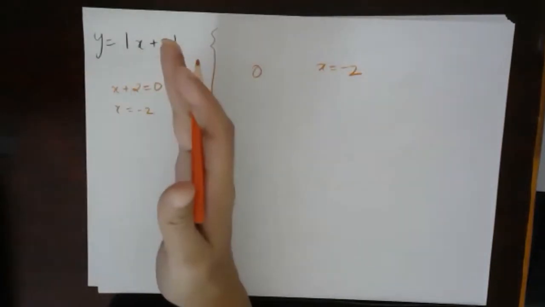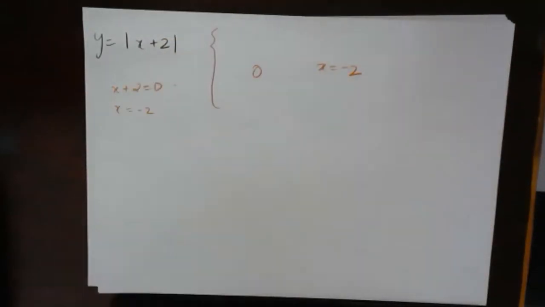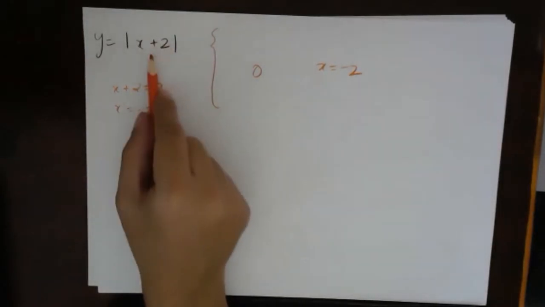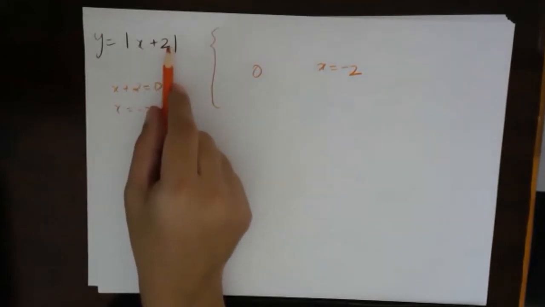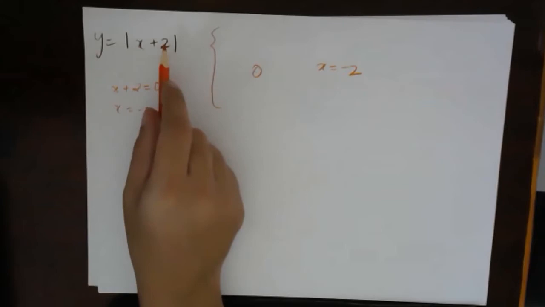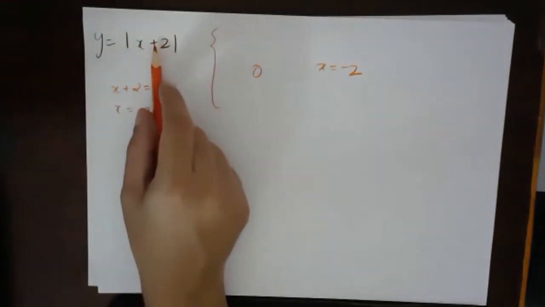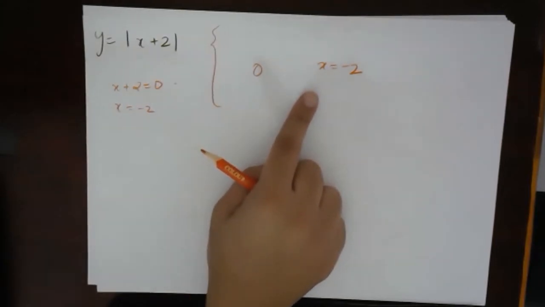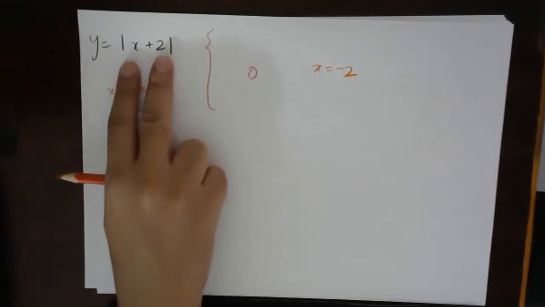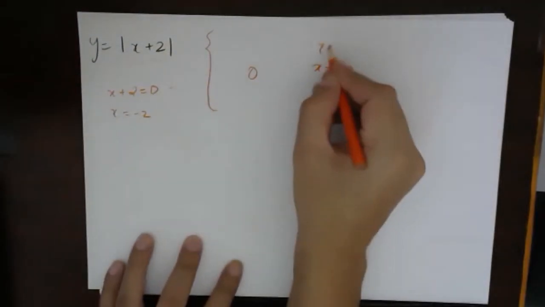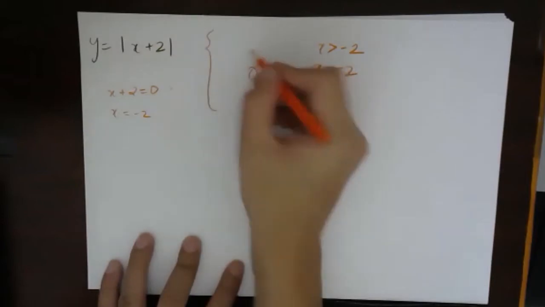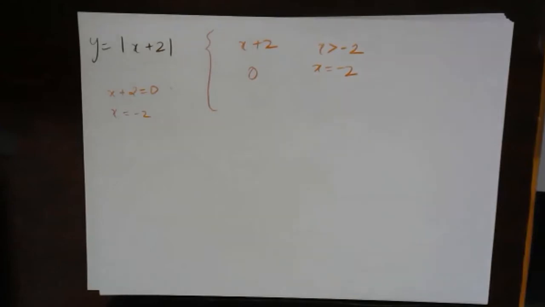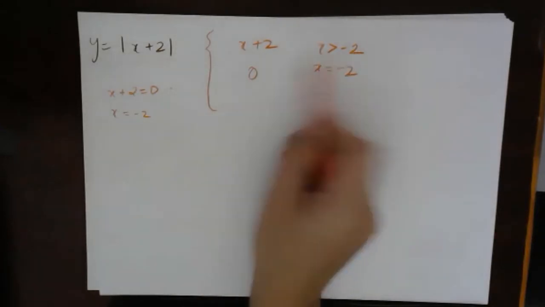Let's take a value greater than minus 2. Let's take 0. For x equals 0, the output will be positive. For x equals 1, the output will be 3. For x equals 2, the output will be 4, and so on. So for values of x greater than -2, the output will be simply x plus 2, because the overall sign will be positive.